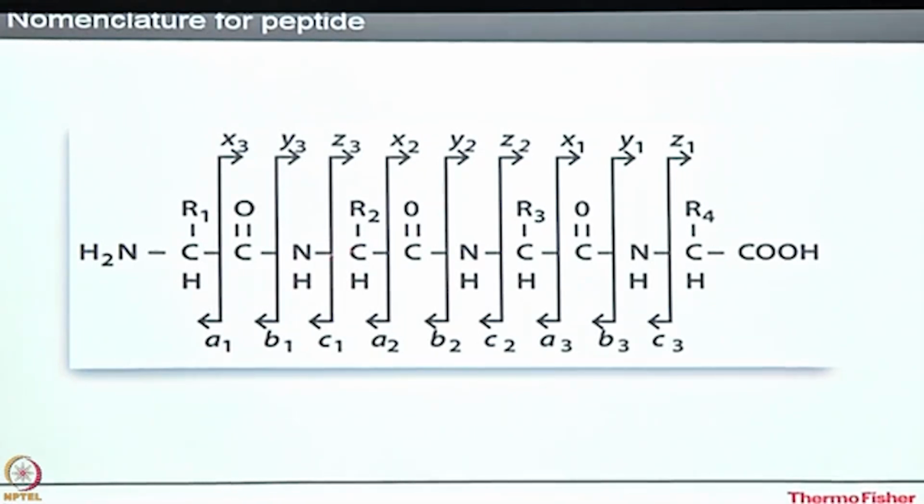So this is an example of a peptide of 4 amino acids: R1, R2, R3, R4. Now when you apply voltage to fragment the molecule in MS2, these 3 bonds, C alpha-C, C-N and N-C alpha, can be broken. Any one of them can break. If the C alpha-C bond is broken, then the N-terminal side is called the a ion and the C-terminal side is called the x ion. In the same way, C-N is the peptide bond, giving b and y ions, and if it is the N-C alpha bond, then it is called the c and z ions.